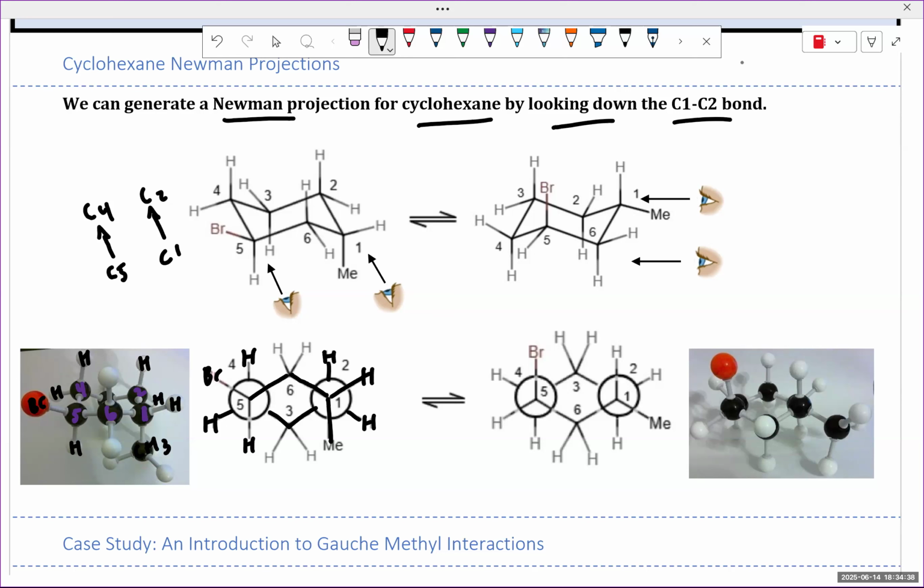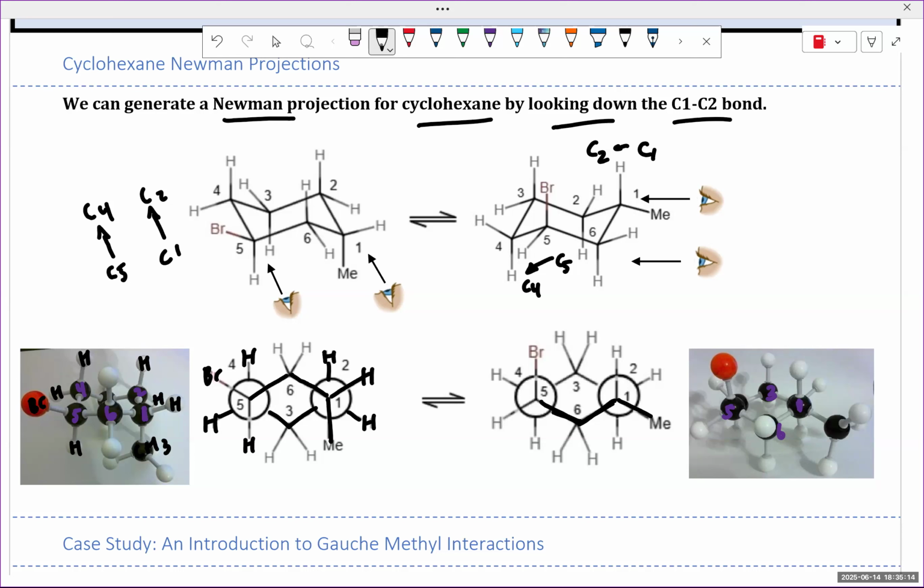Post chair flip, again, we are still looking down the carbon 5 to carbon 4 bond and the carbon 1 to carbon 2 bond. So carbon 1 and 5 are still in front. Here's what the model looks like. Here's carbon 1. Carbon 2 is in the back. 3 is here. 4 is in the back. 5 is up front. And 6 is up front. As we notice, the bridging methylene group is now pointing down.